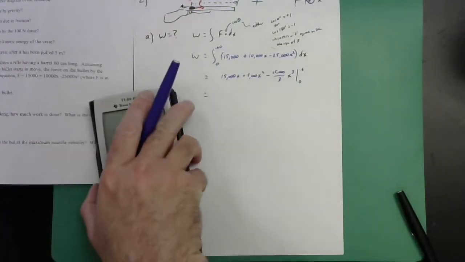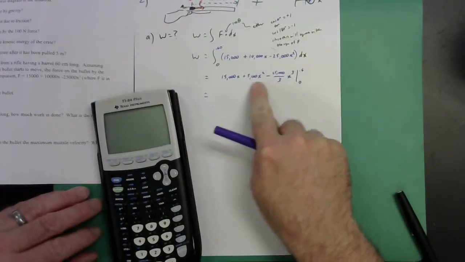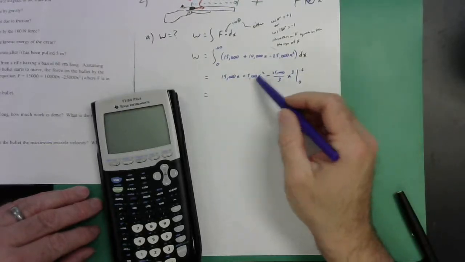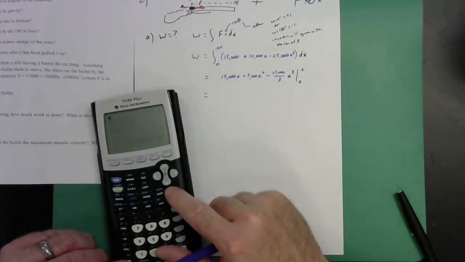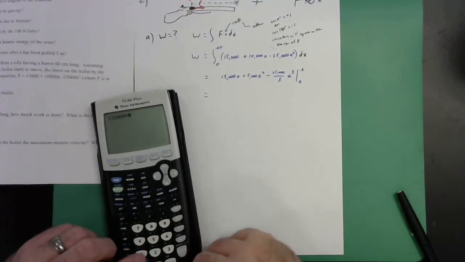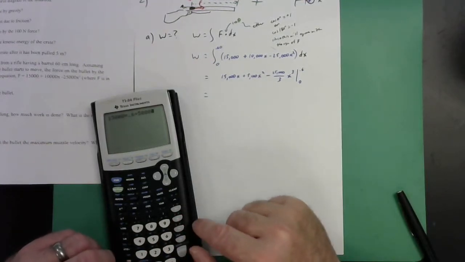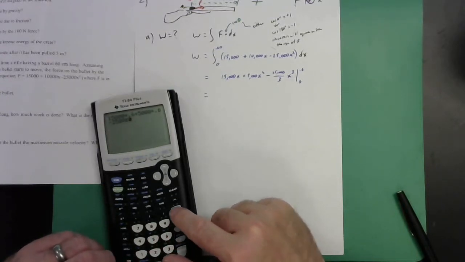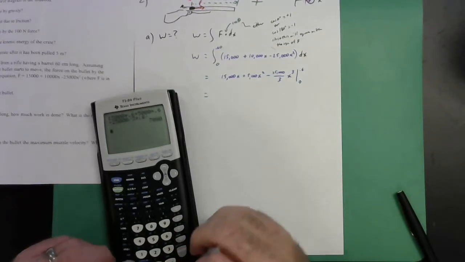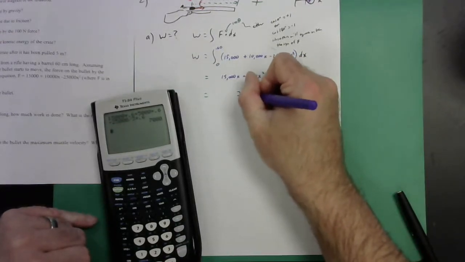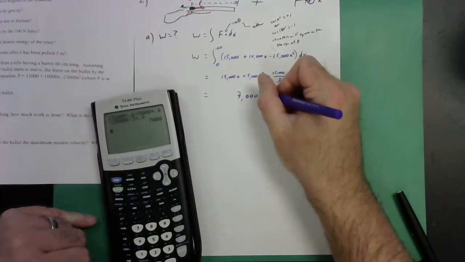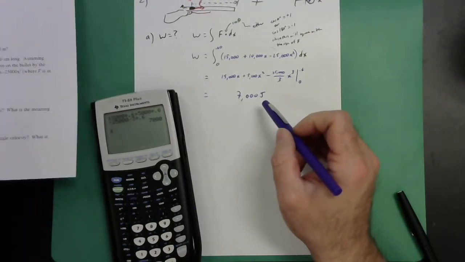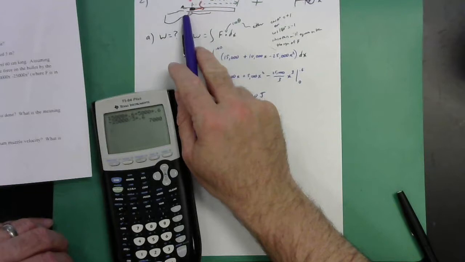All right, so the easy part is I'm going to do it with 0.6, and then I'm going to subtract what I get when I put 0 in. When I put 0 in, I'm just going to get 0. So it's really just putting 0.6 in for x. So if I do that, I'll get 15,000 times 0.6 plus 5,000 times 0.6 squared minus 25,000 divided by 3 times 0.6 cubed. And what I got out of that was 7,000 joules.